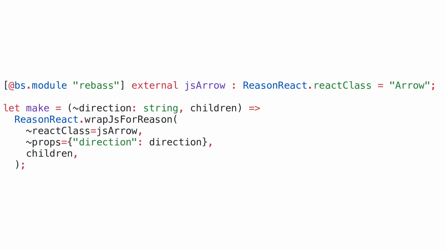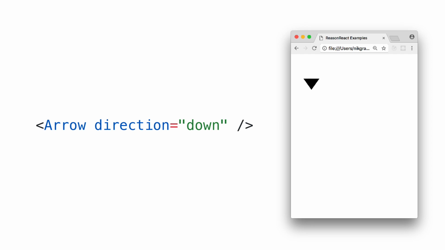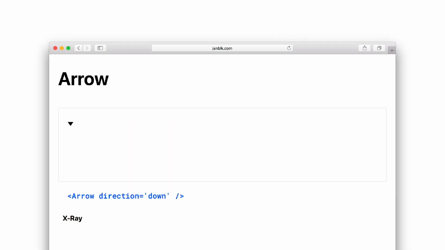And here's an example with a UI library called Rebass. It's a little bit of funky syntax where you define an external, and I don't want to actually go into it. But the thing that matters is you have a make function, it has a direction, it takes a string, and you pass it down to the props of the JavaScript version of the Rebass arrow. And the thing that you get then is exactly the same thing in JSX. You can use it in JS, you can use it in ReasonReact, you're all good.